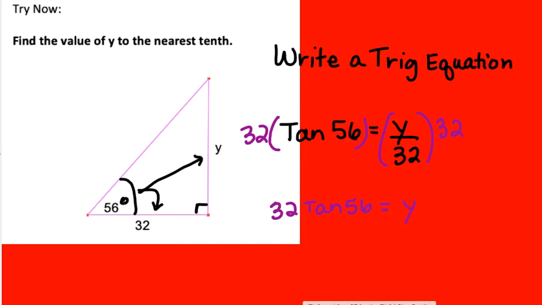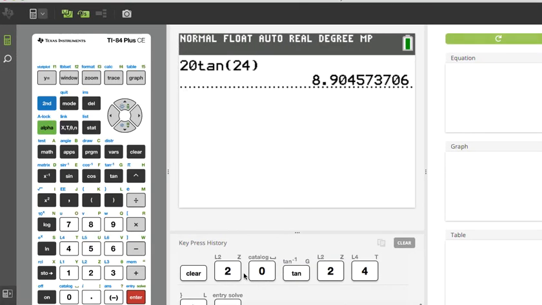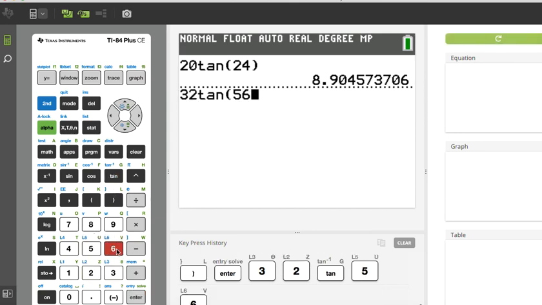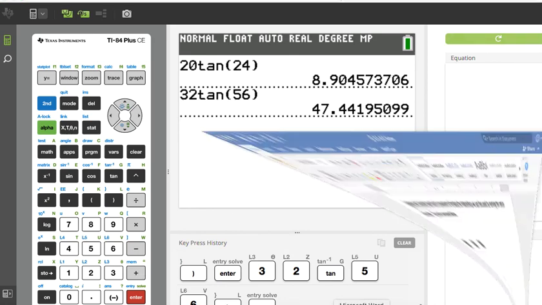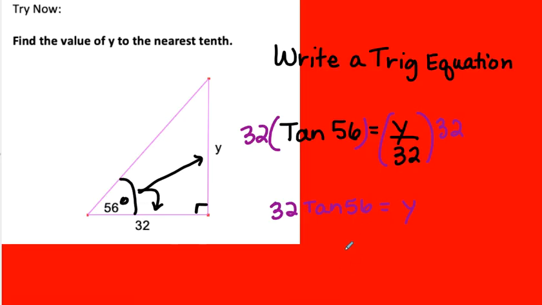All right, so let's go ahead and put that in our calculator. So 32 tan 56, and we get 47.4. So y equals 47.4. All right, well, hopefully this is starting to come for you, okay?